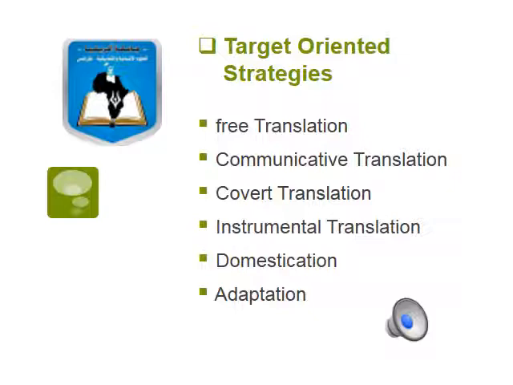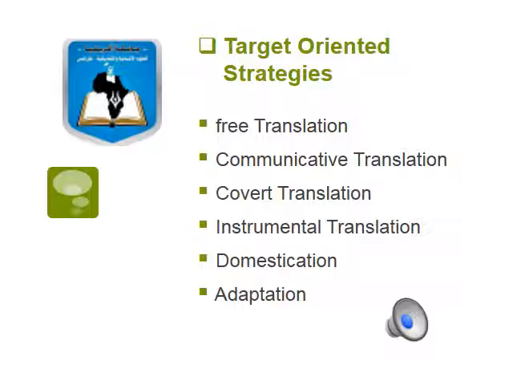Which, with the aim of making the TT, the target text, achieve the intended communicative function in the target language. So, as a strategy, communicative translation is used in translating informative and operative text types. Okay, so this is the second type of target-oriented strategies.